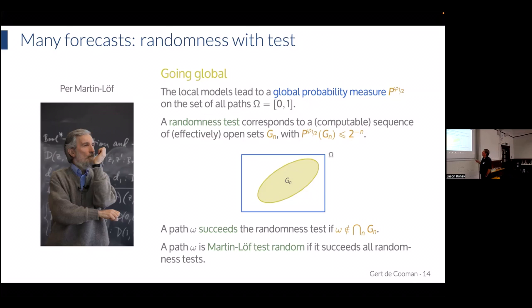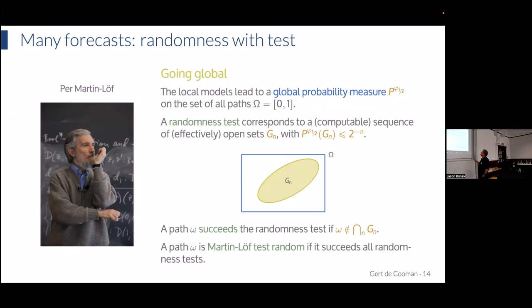Well, he had an idea that you can define a randomness test. So I have this set of all paths, and it will have a sequence of open sets, cylinder sets, what are called open sets. And this is a sequence. It's in some way computable. Computable means that I can write some code that generates these sets. That is computable by a computer.